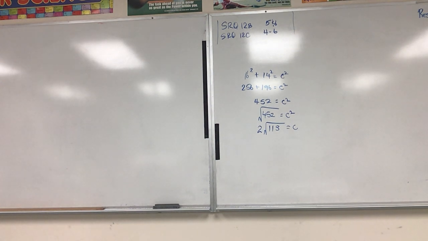30, 60, 90 triangle. In your 30, 60, 90 triangle, what's the relationship of the sides?